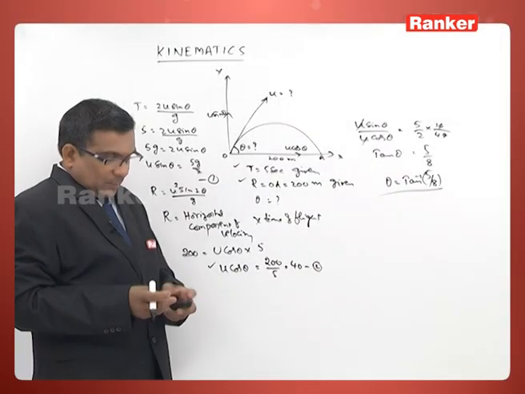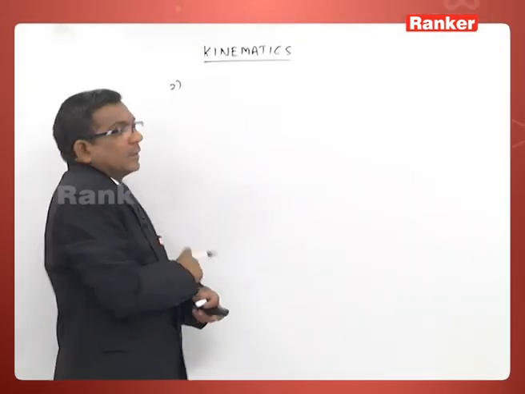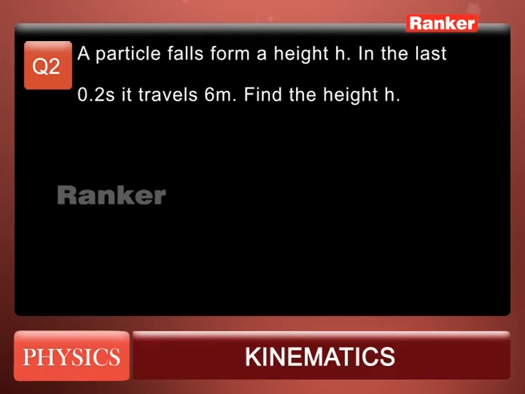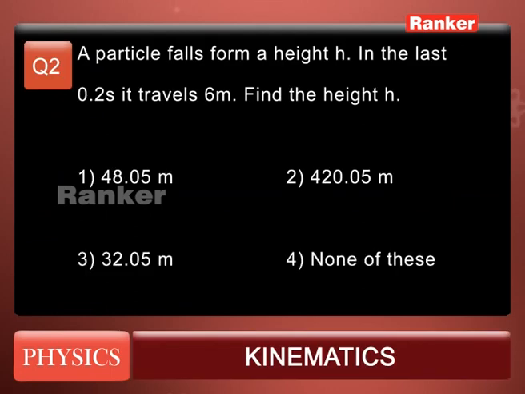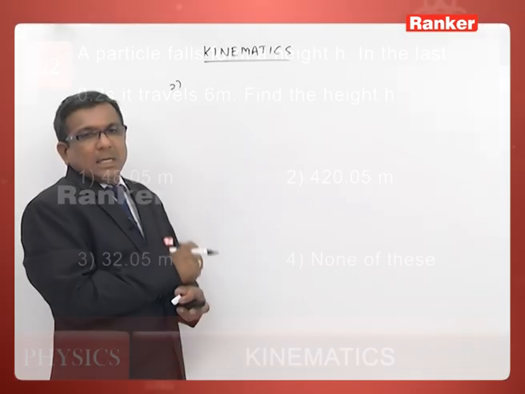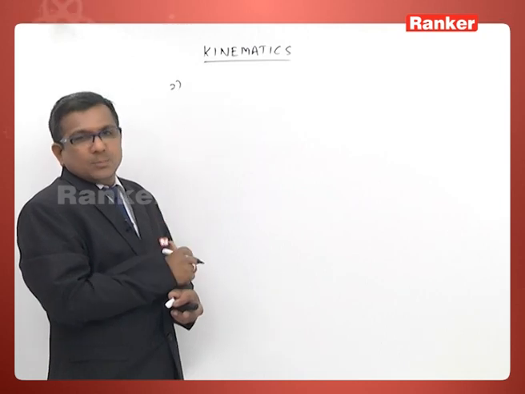Now coming to the second problem, let us see the question. A particle falls from a height of h. In the last 0.2 seconds, it travels 6 meters. Find the height. Different options are given. This is a one-dimensional motion problem. Let us see this problem.